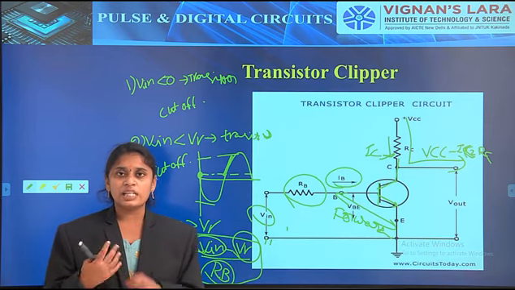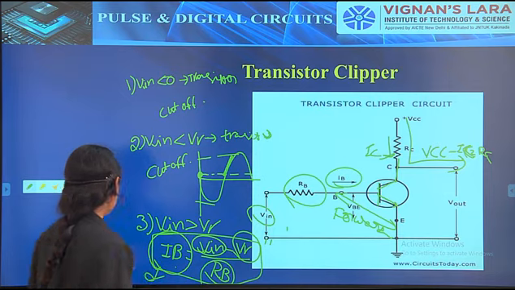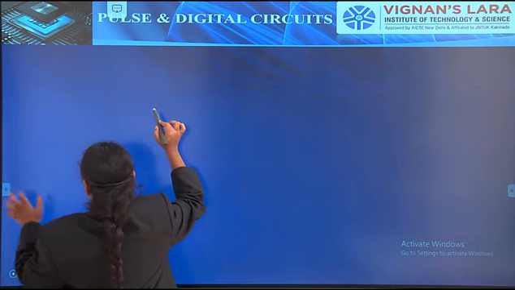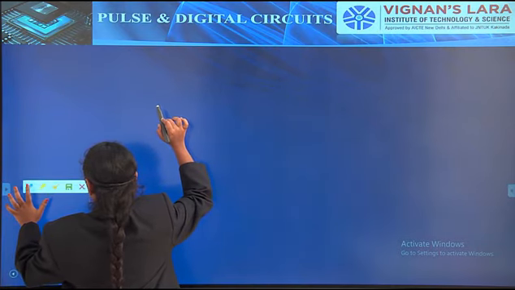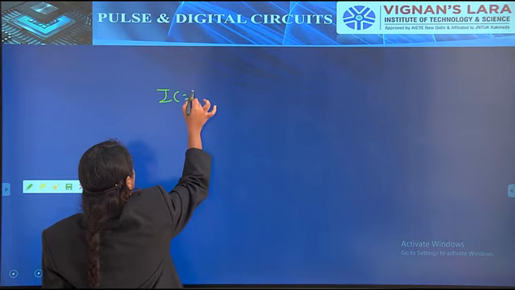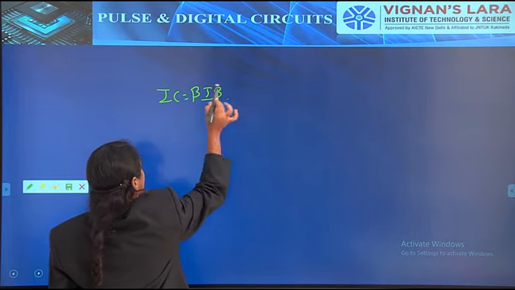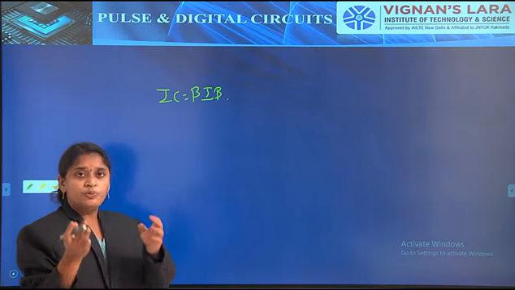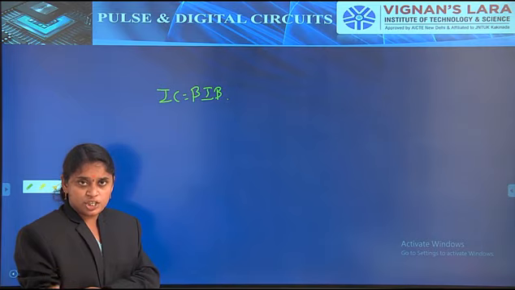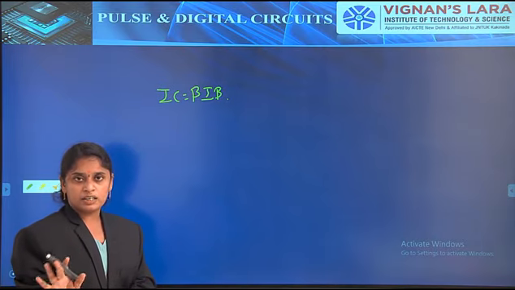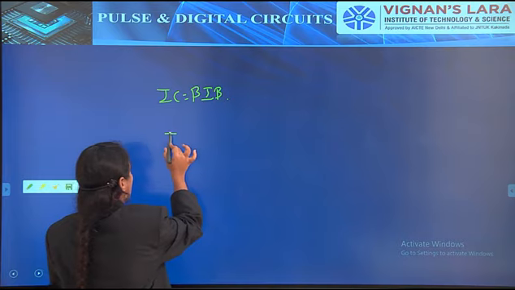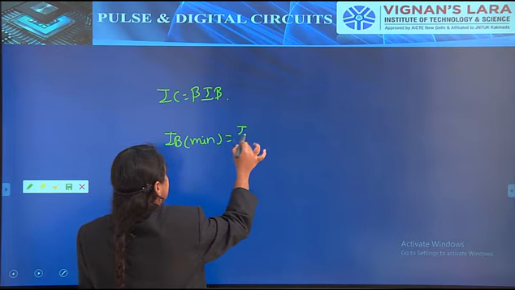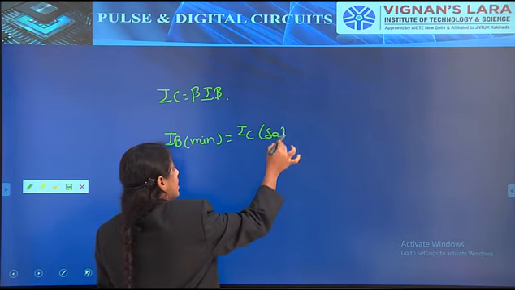So what is the equation for the IC current? IC is equal to beta into IB, where beta is a constant. From this, when the transistor must be in the saturation region, it satisfies a condition on the IB current. What is that condition? The minimum IB current is equal to IC sat by HFE.